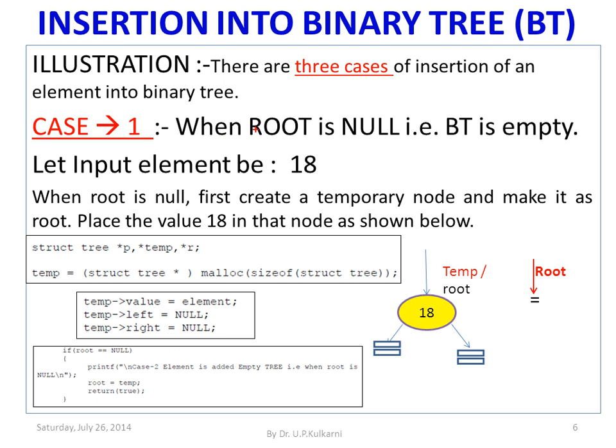There are three cases of insertion of an element into a binary tree. Let's look into all these three cases. Case one: when root is null, that is, the binary tree is empty. Now let's assume that the input we have is 18 and we have to create the binary tree for this. Initially the binary tree is empty, which we can visualize in these terms: root pointing to null.